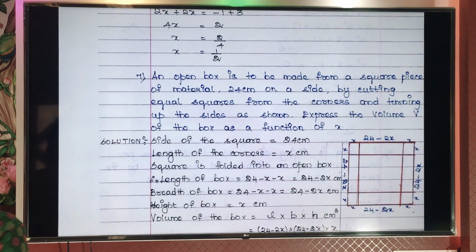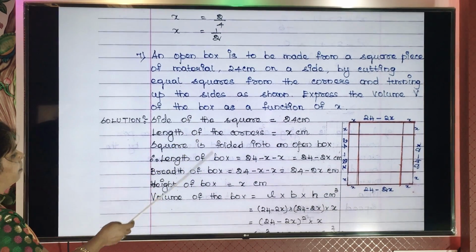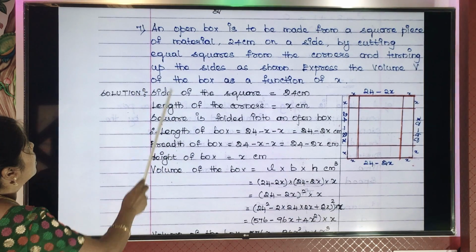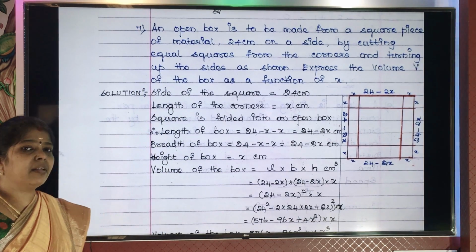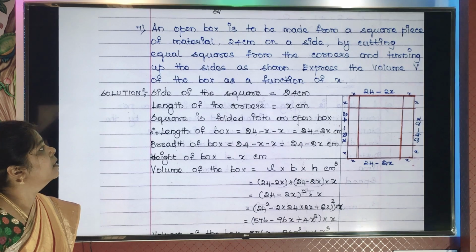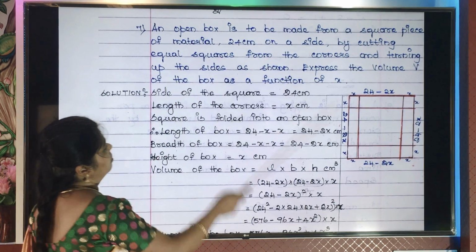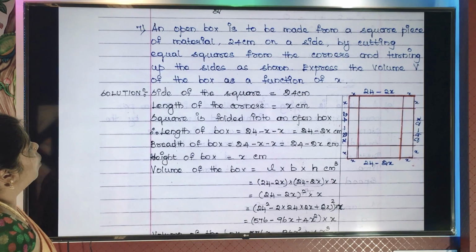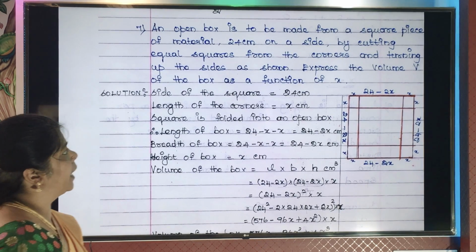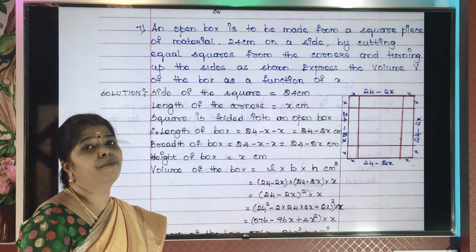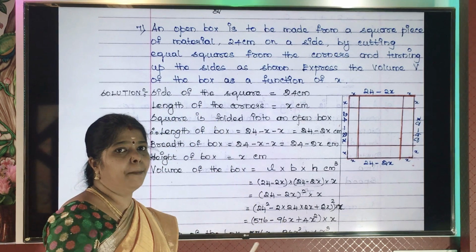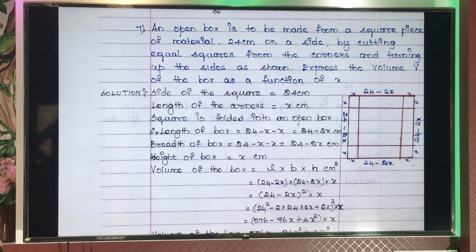Scroll up. Go up. Enough. Now, let us see the seventh sum. Children, the seventh sum, it is about a problem like, an open box is to be made from a square piece of material. There is a square piece of material. See.